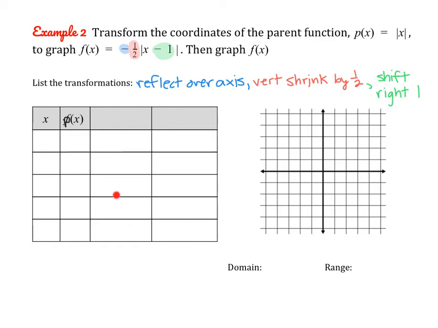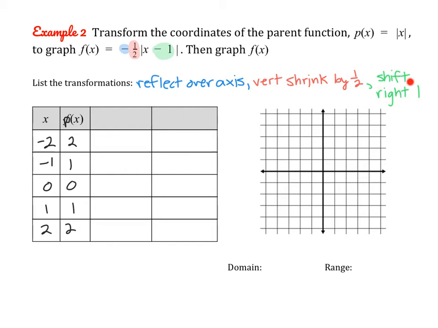And first, we're going to see if we can transform our coordinates by creating a rule. So let's start with those same parent function coordinates. So we have -2, 2, -1, 1, 0, 0, 1, 1, and 2, 2. And again, that just comes from our parent function, absolute value of x. So now we need to create a rule to change our x's and our y's accordingly.